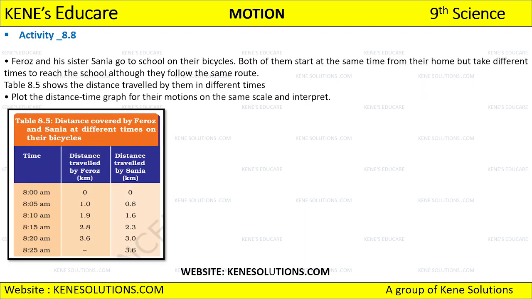After this, we again have an activity 8.8 over here, okay, and on the basis of the information that they have provided, that is the distance traveled by Firoz and the distance traveled by Sania, on the basis of that information we again interpreted a graph over here, right? We plotted a graph. So you can just revise it, and I hope now you have understood how to exactly interpret a graph, right?